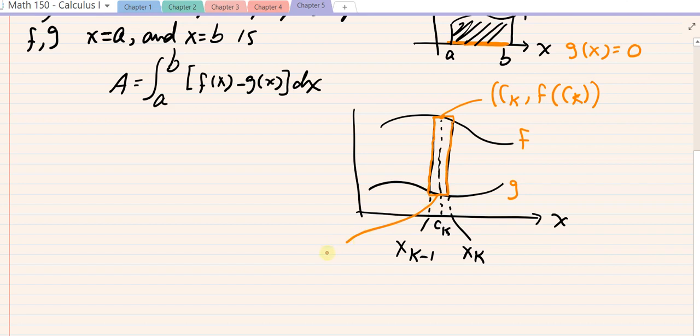The lower boundary of the height is going to be again c sub k and given by g at c sub k. Now the actual height of the rectangle is this, and that height is given by f minus g. Okay, so that's pretty easy. And the width of the rectangle, we always take it to be a regular partition. That means the width is going to be the usual delta x, which becomes the differential dx.